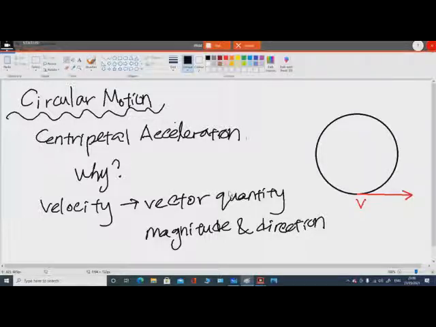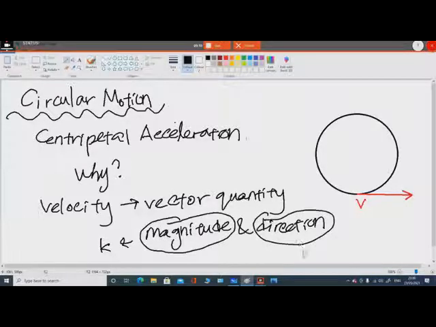So although we have a constant magnitude here, the problem is that the direction of the velocity keeps changing. And how can it change? Okay, let me give an example here.